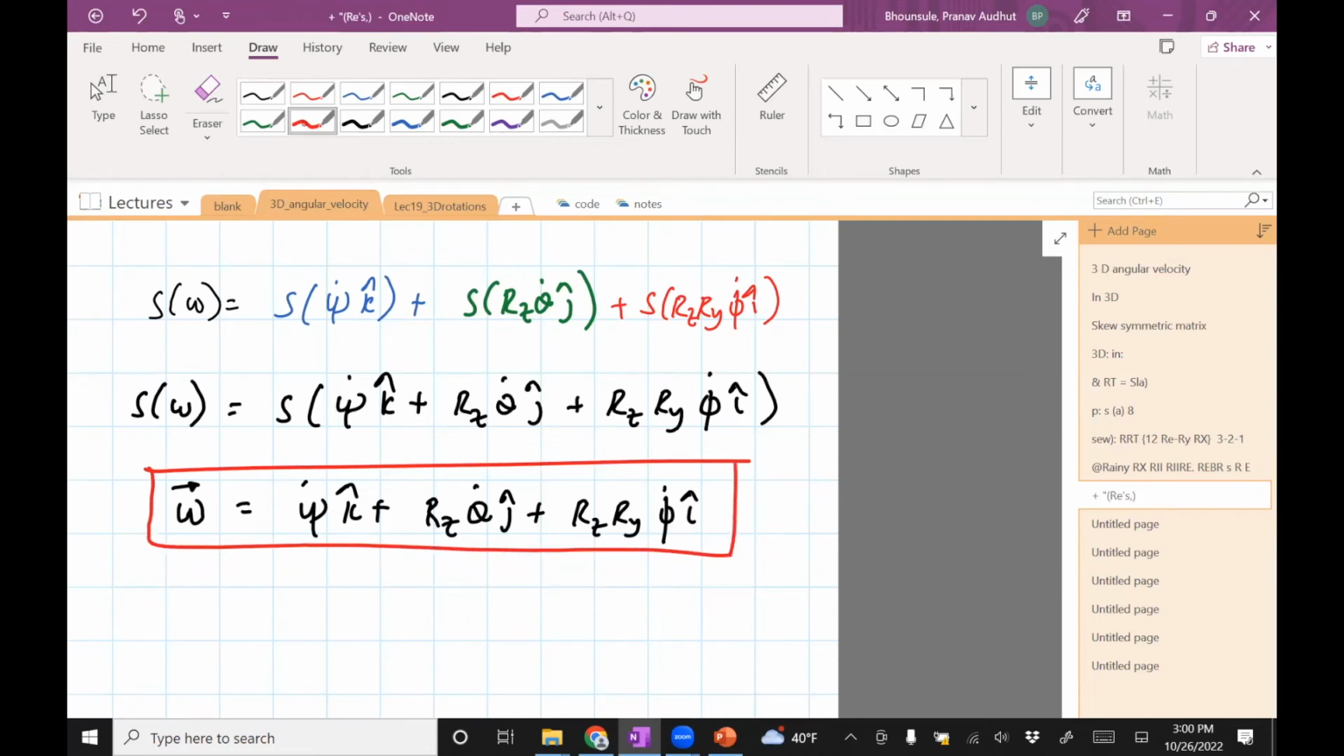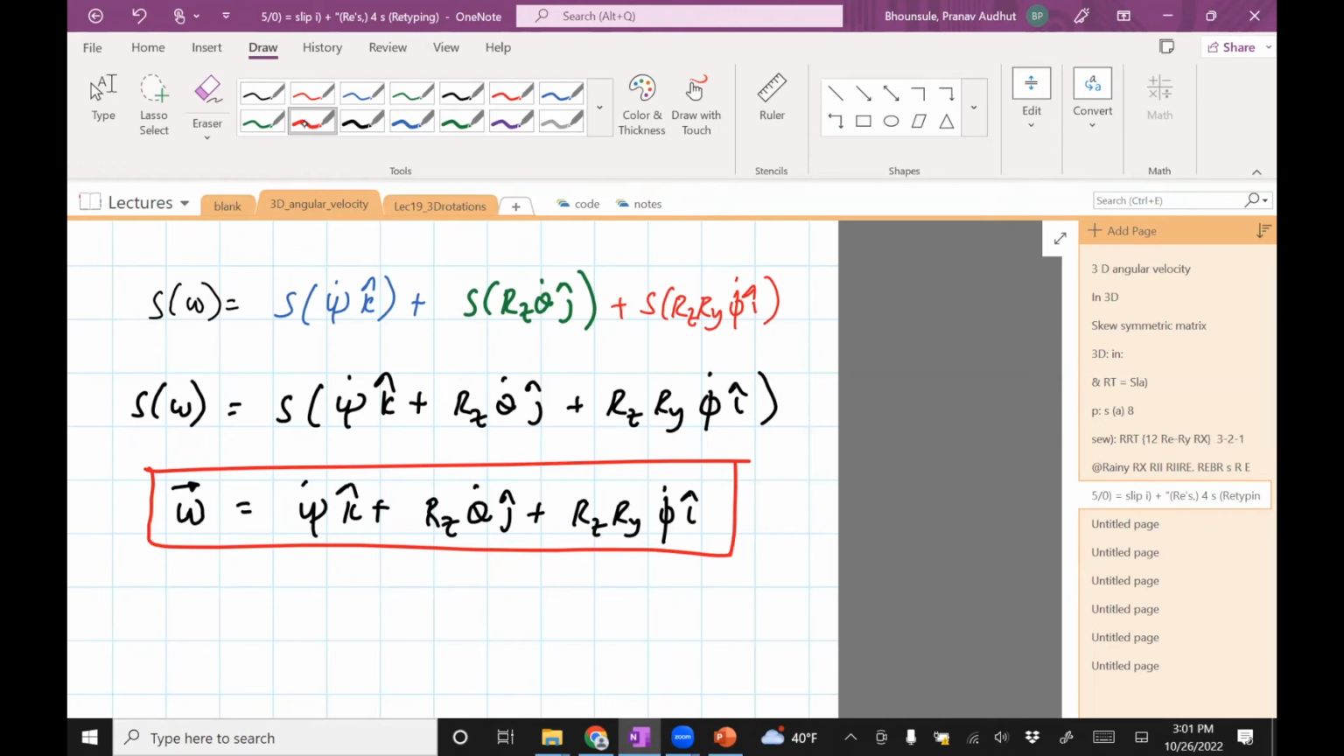So you see that it's not simply psi dot K, theta dot J, P dot I. It is something more complicated. It has RZ and RZ Ry in it. Okay, so for this, what we did was we basically used the definition and then went about simplifying each of those expressions and getting the final answer.